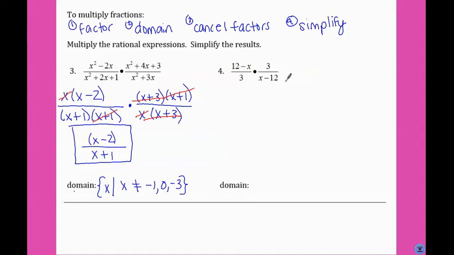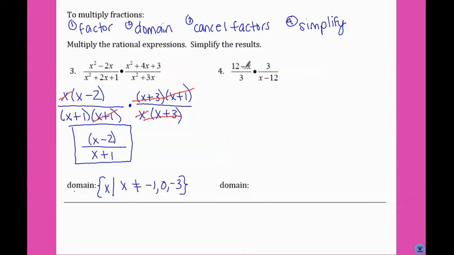In number 4, a lot of times students look at this and say there's nothing to factor. And they think that 12 minus x is the same thing as x minus 12. Well, would it be the same thing if you had $12 and had to pay 100 as if you had 100 and only had to pay 12? No, those are pretty different things. But there's a way that we can make them the same thing.